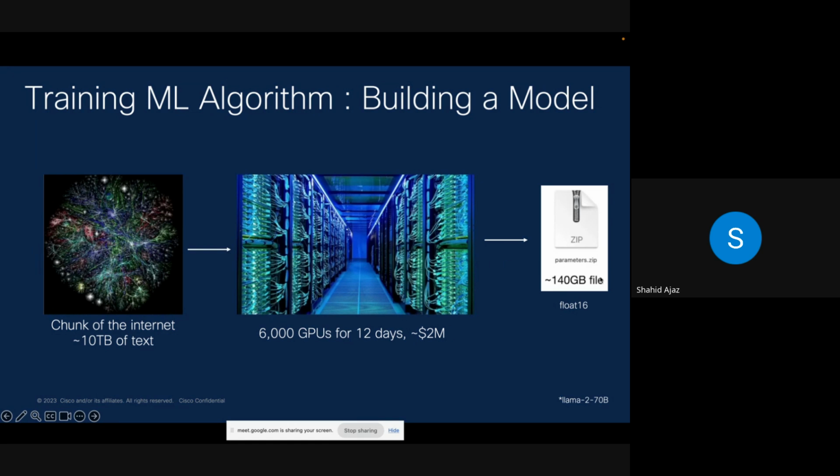So now they come up with a 140 GB zip file, which is called the 70 billion parameter model, based on float 16, meaning 16-bit. Is it clear? I know it's a long message.